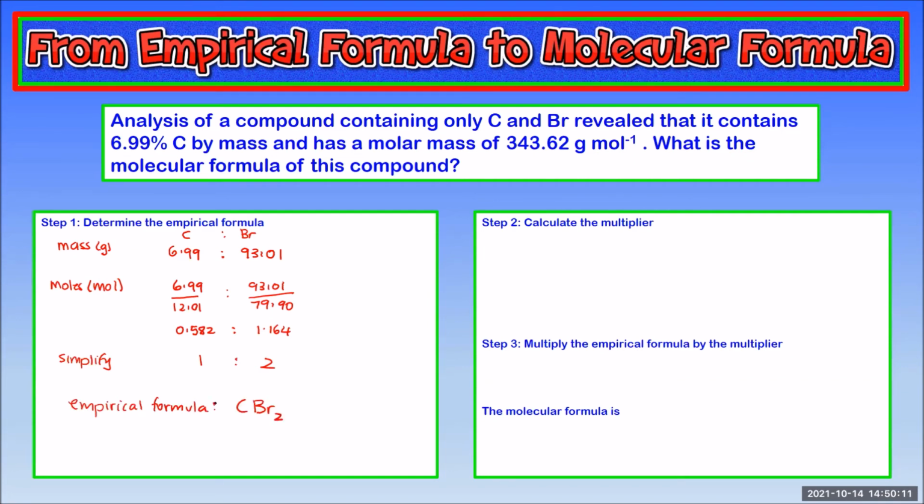Now we can calculate the multiplier, molar mass divided by the molar mass of the empirical formula. That equals 2. Now we just need to multiply the empirical formula by the multiplier to get the molecular formula. The molecular formula is C2Br4.